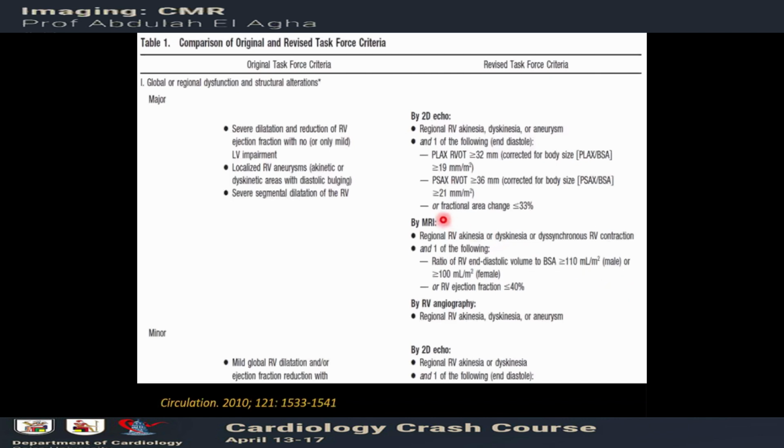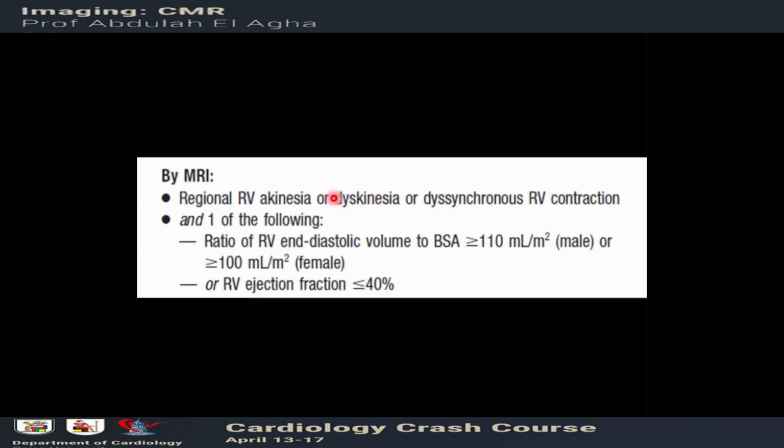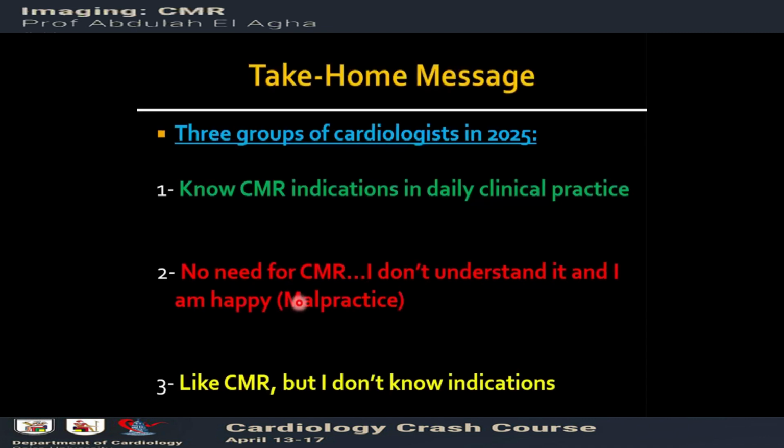But what is important is to look for criteria of ARVC. We have new criteria, but the old criteria in 2014: you look for a regional RV akinesia, dyskinesia, or dyssynchronous RV contraction. There's no hypokinesia, okay? Plus one of the following: either dilated RV or impaired RV. Dilated RV, index value more than 110 in male and more than 100 in female, or ejection fraction 40 or less.